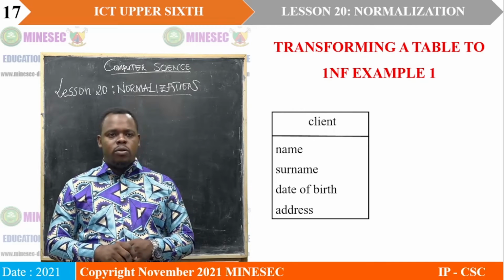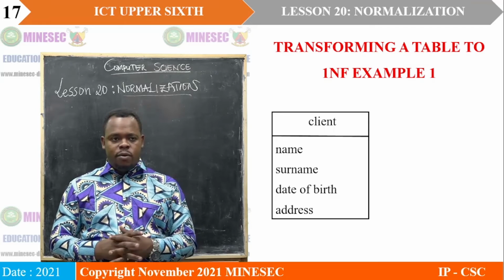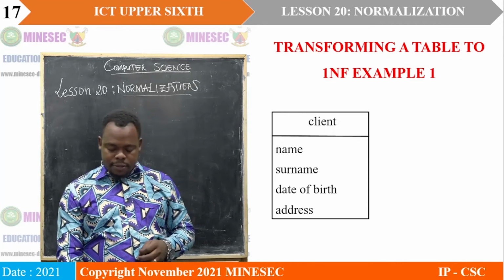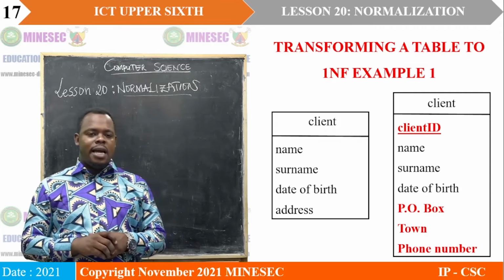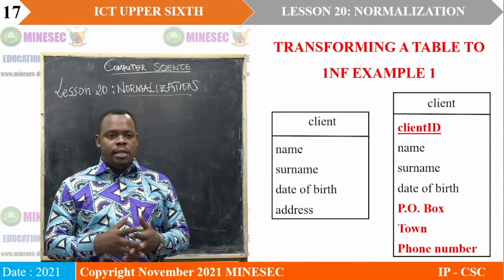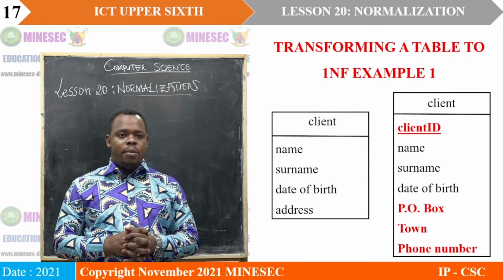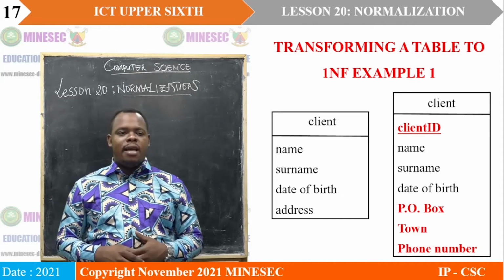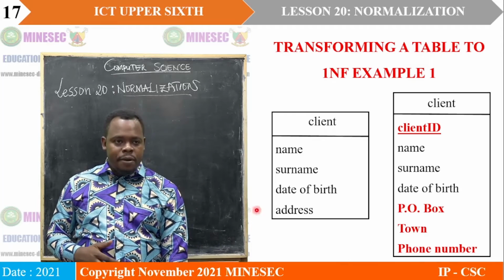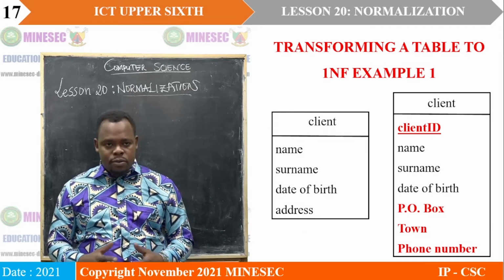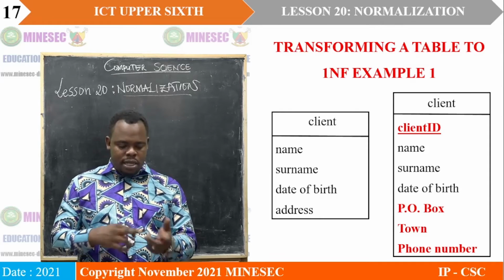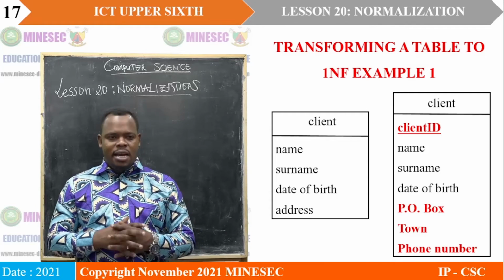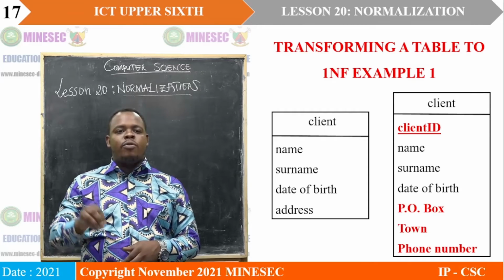Transforming a table to first normal form. Look at this. If you have this entity diagram, we have client, name, surname, date of birth, address. You will see here that the client ID is our primary key that we have chosen. And now we have the name, the surname, and the date of birth, which can contain unique values. But you will realize that address is a field that may contain multiple values, because an address can contain the PO box, the town, and the phone number. So you can break down that address into other entities in such a way that each of those entities will have unique values.